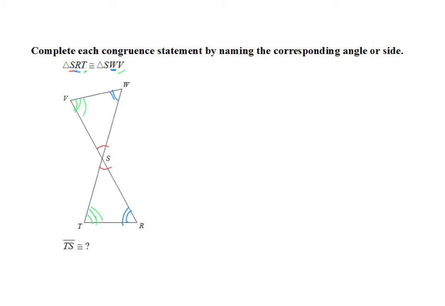So now if it's telling me TS is my line segment, which is a line in between the S and T, or the red and green, then it has to match up with the other side that's in between S and V. So TS is congruent to SV, or you could just say TS is congruent to VS because they both imply the same line segment.